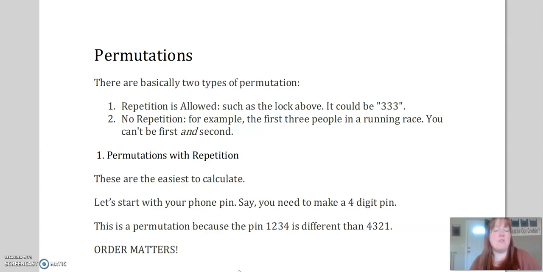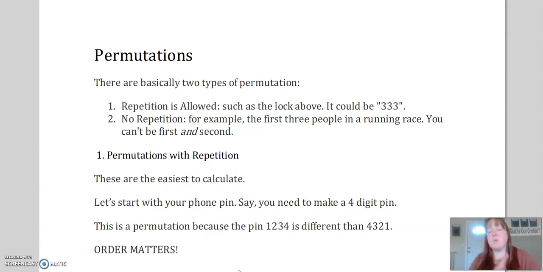We're going to talk about both of them in separate videos. But first, there's where repetition is allowed. So this is like on your phone. You can put in your code as 0000, right? Or you could put your code as 1122. That would be totally fine. Repetition is absolutely allowed in some permutations, and so that's the type we're going to talk about in this video. In the next video, we'll talk about permutations where repetition is not allowed and how we calculate them.